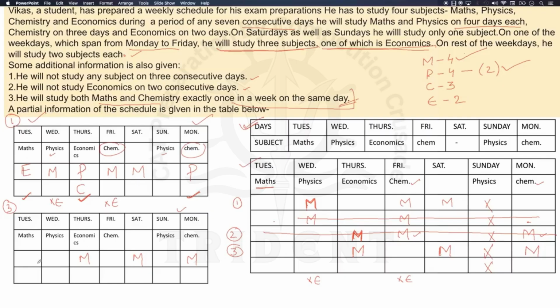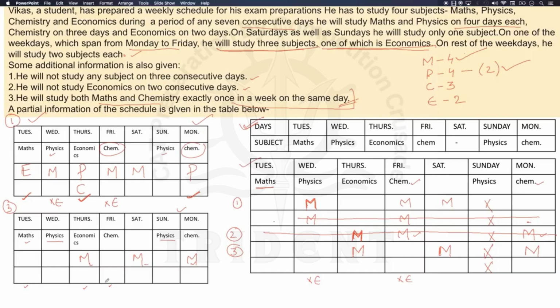Now let's come down to this table and fix it accordingly. We have already fixed 4 maths, 1, 2, 3 and 4. 2 physics are remaining. Now let's see the possible places where physics can go. This is one place, this is 2, and physics can come over here, 3. Can physics come over here? No, physics cannot come over here, because then there would be 3 subjects not including economics, which violates our condition that from Monday to Friday he'll study 3 subjects, one of which is economics. So we just have 3 possible locations for physics.